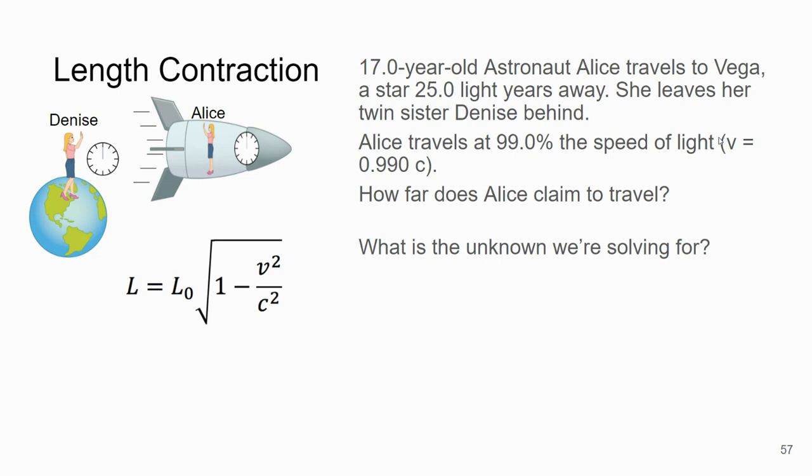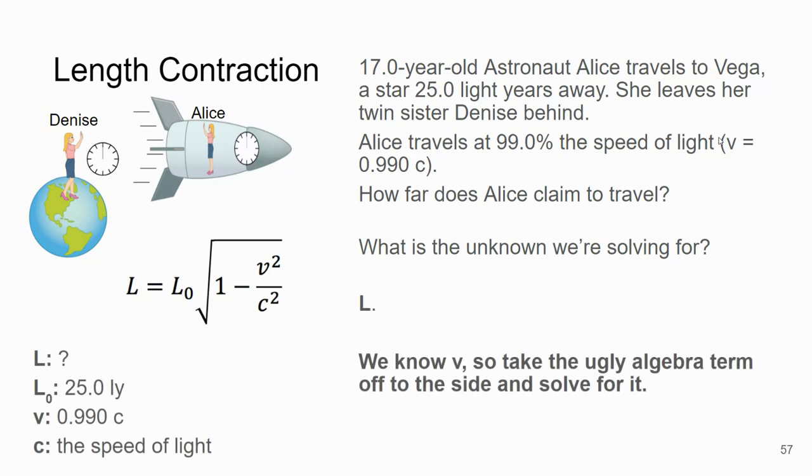Both twins are 17 years old. Alice flies off to Vega, and Vega is about 25 light years away, so fairly close as far as stars go. She leaves her twin sister Denise behind. If Alice goes at 99% the speed of light, how far will Alice claim to travel? What is the unknown that we're solving for? The unknown is L, the observed length.